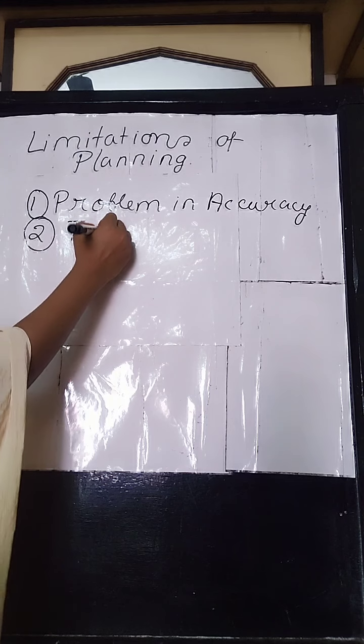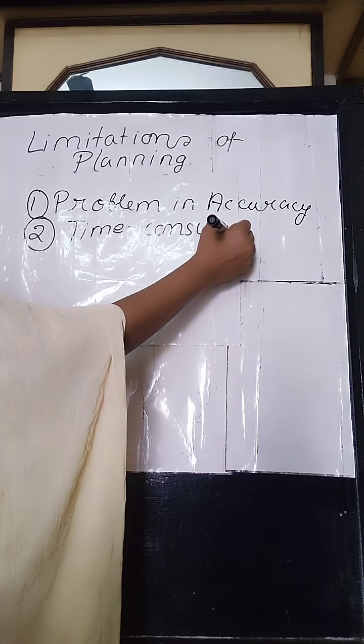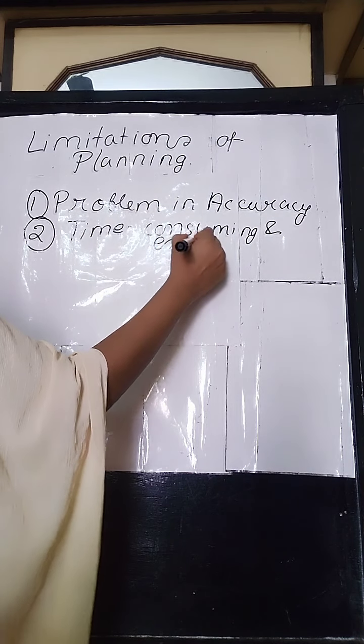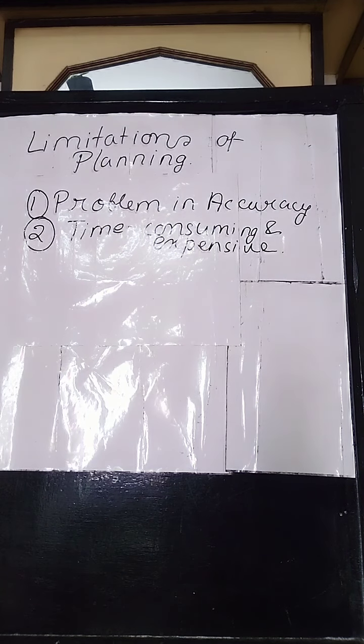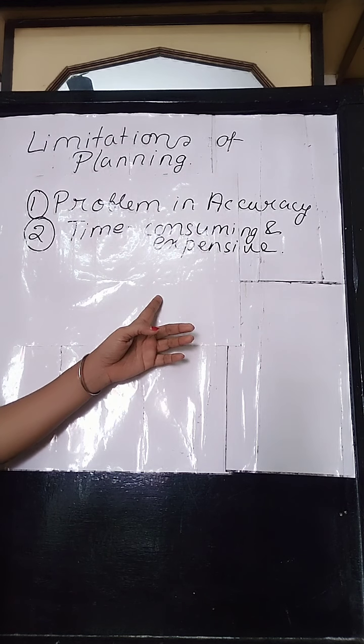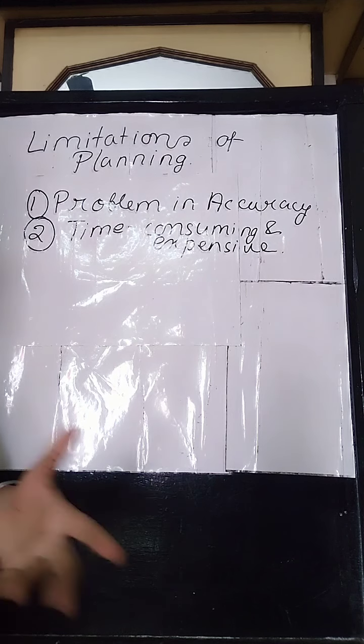Moving to the next limitation, time consuming process. Planning is a time consuming as well as expensive process. Now, planning is said to be a time consuming and expensive process. Planning costs in terms of money, time, effort, and other resources.